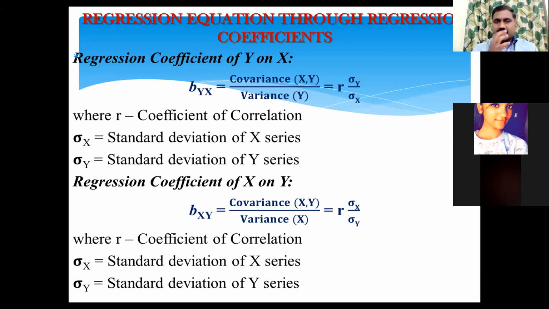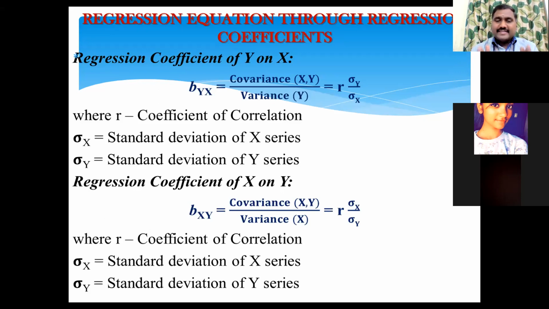So what is meant by the regression coefficient? You know, the coefficient is a value, right? For example, in the previous semester we discussed simultaneous equations, 2x plus 3y equal to 40. What is the coefficient of x? 2. What is the coefficient of y? 3. So the coefficient is the value of the particular variable.